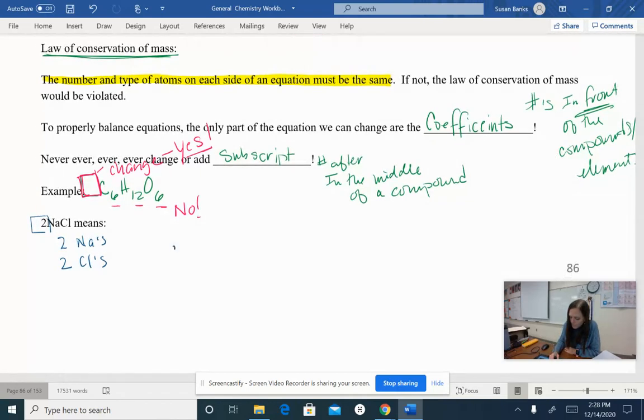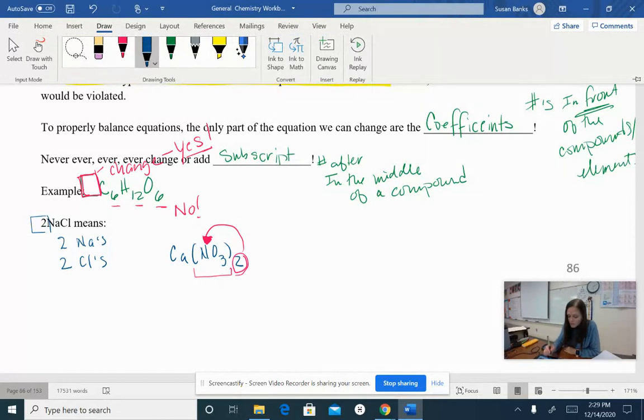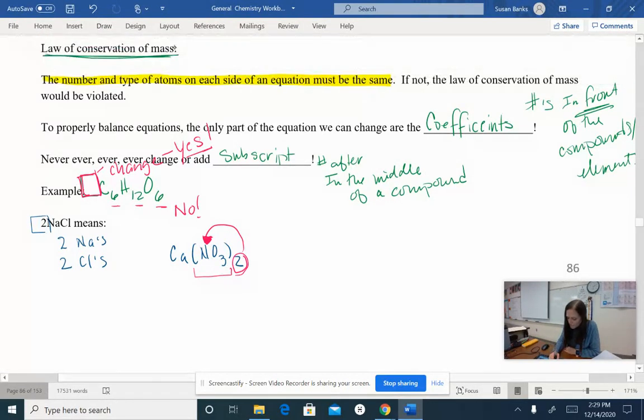Let's do another one. If I have this, parenthesis is just like a parenthesis in math. We multiply everything within the parenthesis by the subscript after it. So everything in here is going to all be multiplied by 2, that subscript. So when I figure out how many calciums I have and how many nitrogens, this will give me 1 calcium. Let's see, 1 times 2 will give me 2 nitrogens, and 2 times 3, notice we're multiplying because it's a parenthesis, this gives me 6 oxygens. Okay?